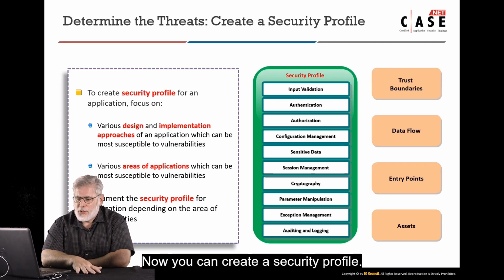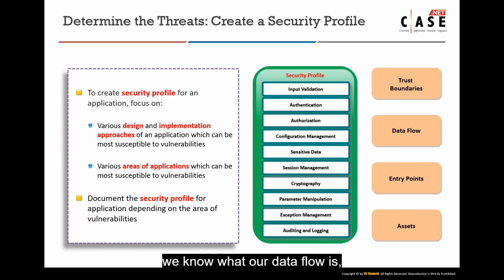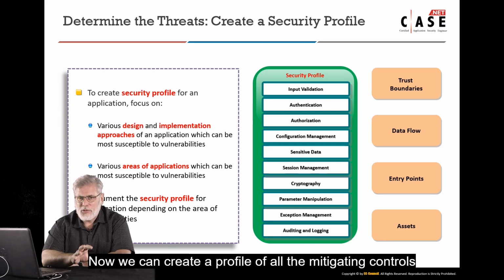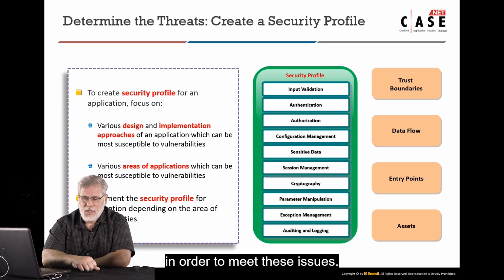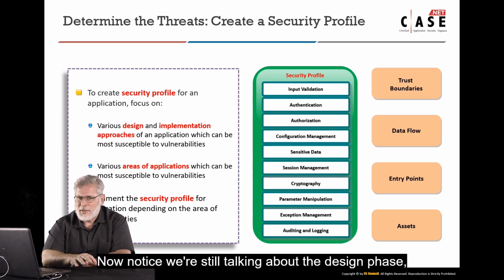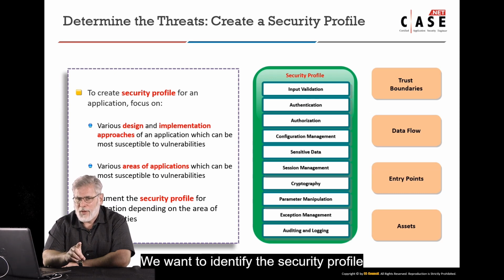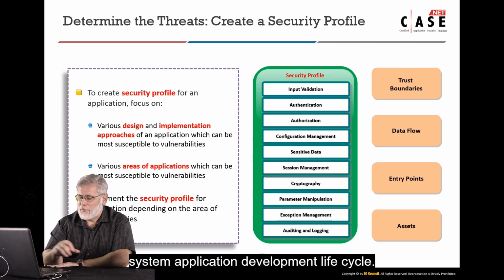Now you can create a security profile. We know what the attackers are doing. We know what our data flow is. We know our entry points. We know our trust boundaries. We know our assets. Now we can create a profile of all the mitigating controls that our application must have in order to meet these issues. Now notice we're still talking about the design phase, and that's important. We want to identify the security profile and incorporate it into our system design so it then carries throughout the entire system application development lifecycle.